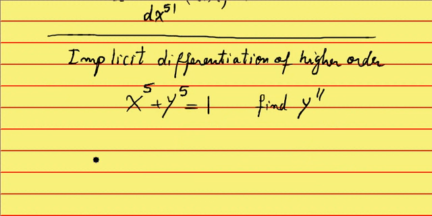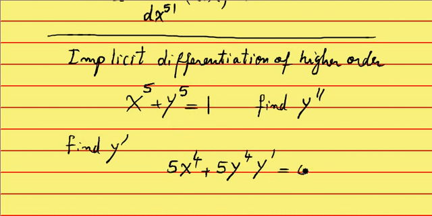Okay, what we need to do is first find y prime itself. How do we do that? We take this equation and differentiate it. So derivative of x to power of 5 will be 5x to power of 4. Maybe you want to stop this and do this yourself and come back. Derivative of y to power of 5 is going to be what? 5 y4 y prime, and derivative of 1 is 0.